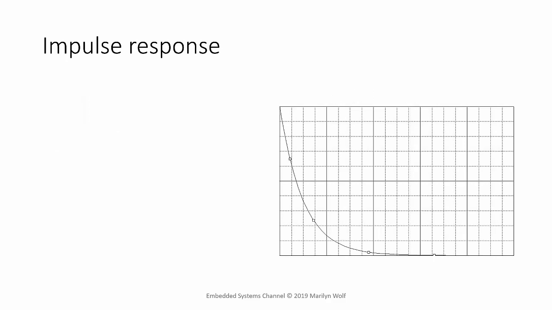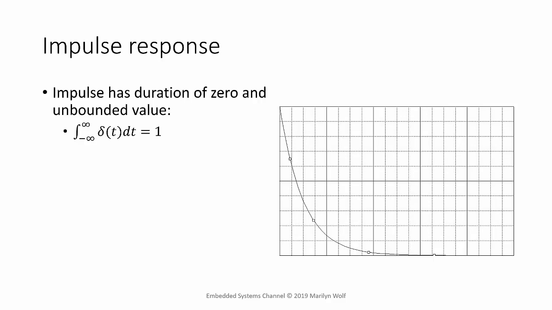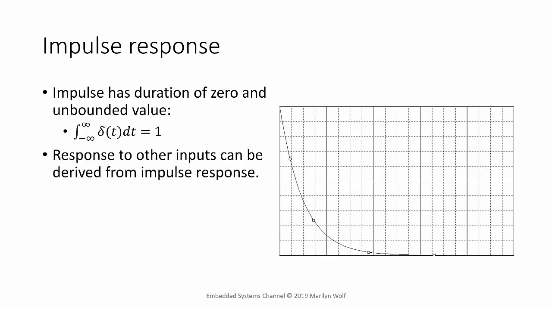The impulse response is the response of a circuit to an infinitely large but infinitely short input. The impulse has a duration of 0 and an unbounded value, so its integral is 1, even though it has no time extent. This is a mathematical convenience, but we can use it to represent the behavior of the signal over time. And once we know the impulse response of a circuit, we can use that impulse response to derive its behavior when we give it other types of inputs.